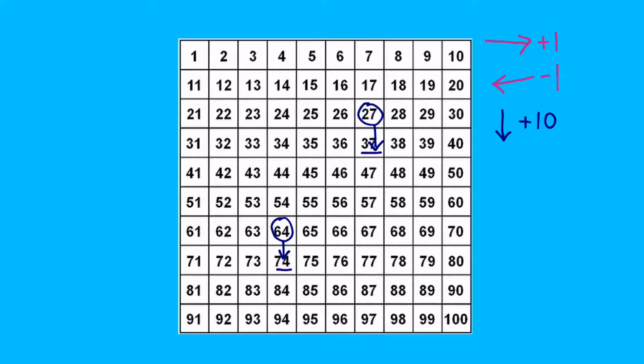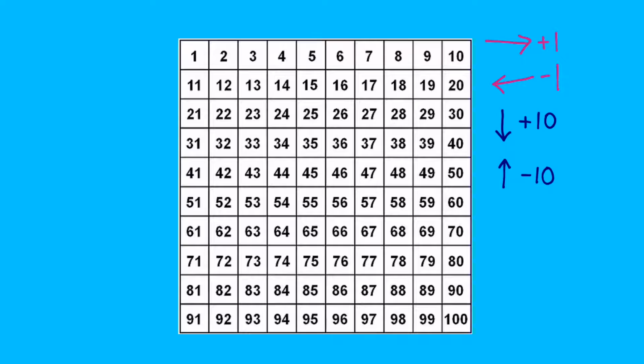Let's do the opposite. So let's pick number 42. Now this time I'm going to go up. If I go up, I get to 32. So what's happened there is I've subtracted 10. So when I go up one space on my number square, I subtract 10.